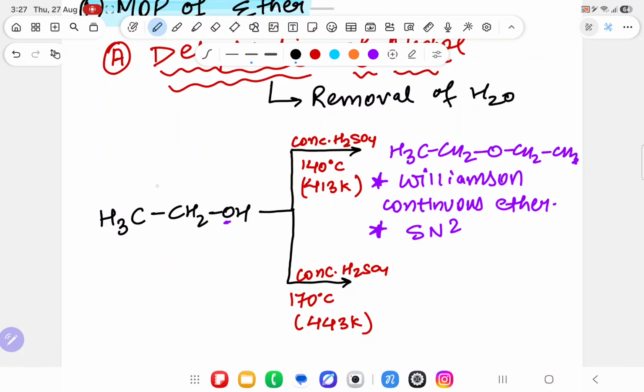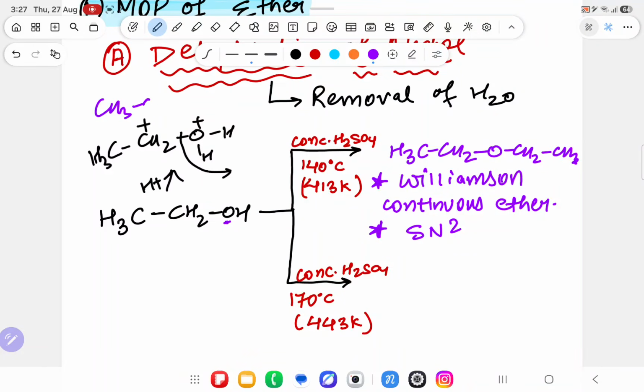What is happening in this part? First of all, you will attack H plus from concentrated H2SO4. It will become CH3CH2OH with H. H plus will come, it will go as a plus. Then another mole of CH3CH2OH will come attacking, and then it will form ether. Understanding? So this is the mechanism behind it.